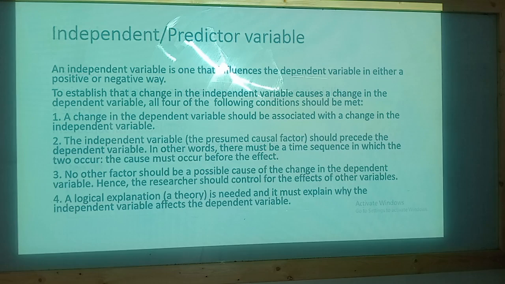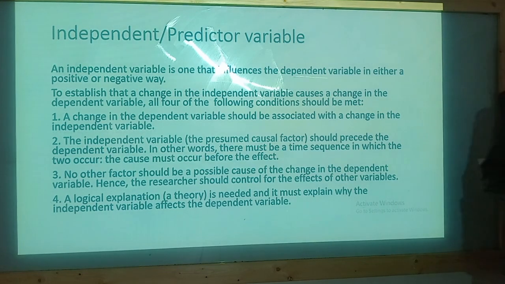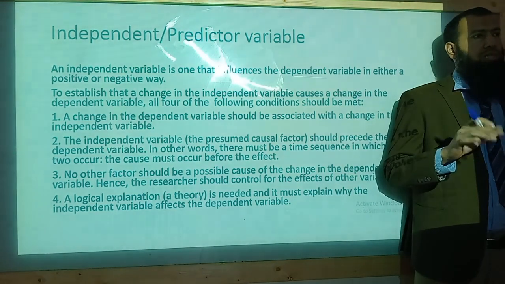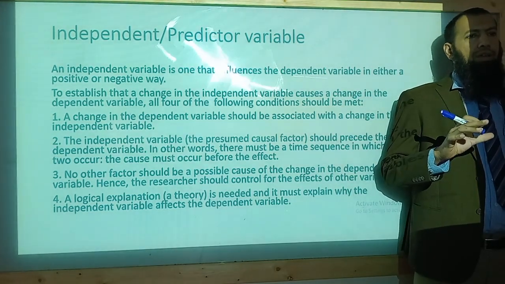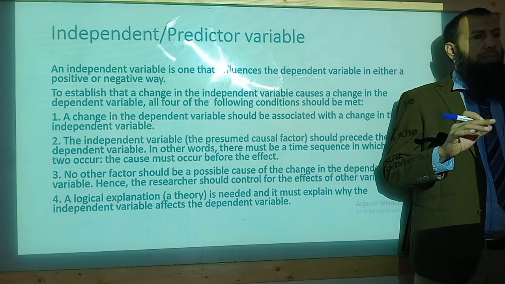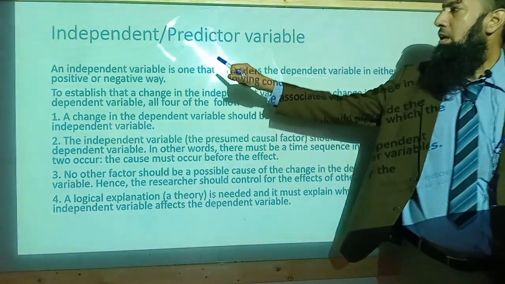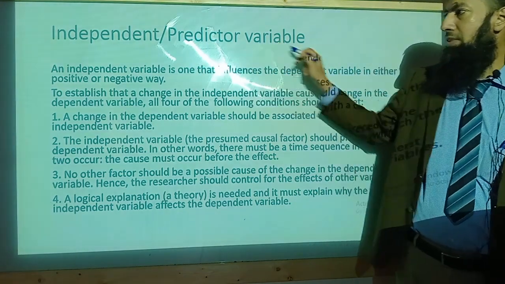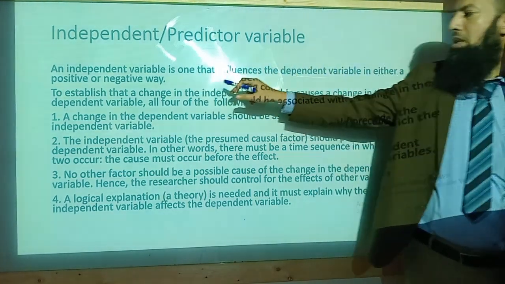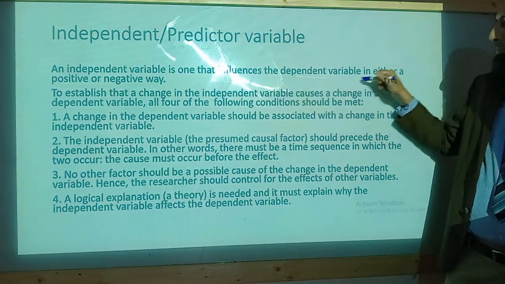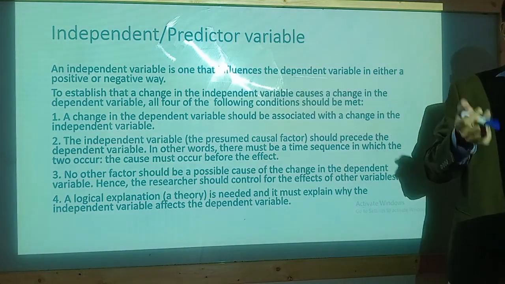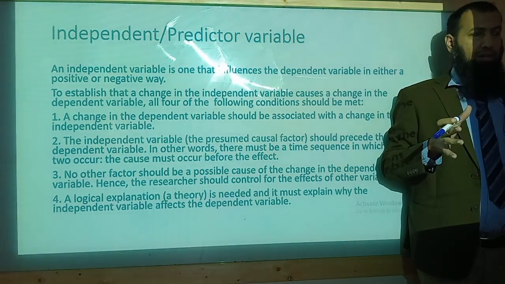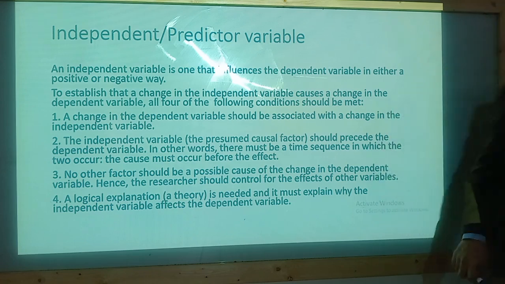This is the answer. Okay, let's start discussing the independent variable. It is a little tricky one because the independent variable has great detail. It is called the predictor variable. The independent variable is one that influences the dependent variable in either a positive or negative way. Very important. Every variable has a positive or negative impact.